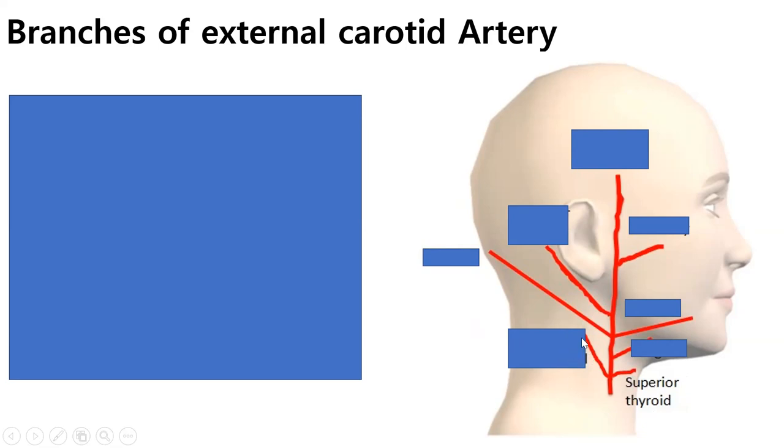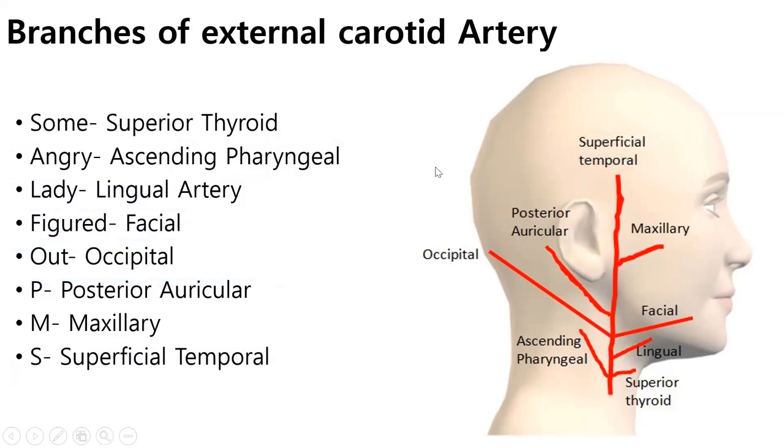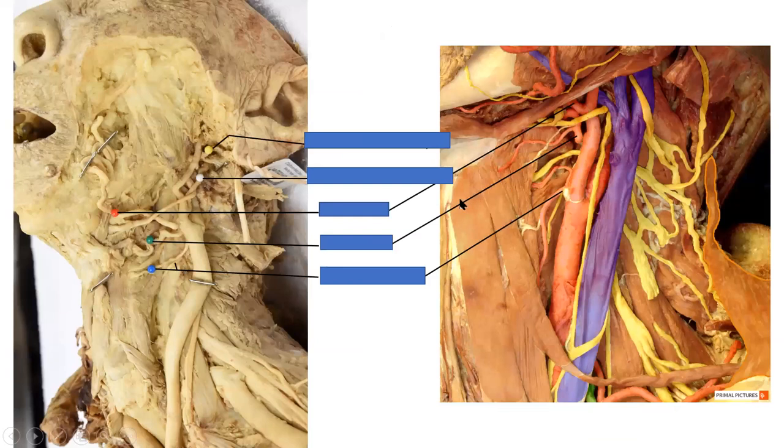All right. So next one. Somebody said that. Ascending pharyngeal. Lingual. Facial. Occipital. Posterior auricular. Yeah, I can't say that word. Axillary. Superficial temporal. So now we're actually going to use that. So what's the first one? Superior thyroid. Oh, just kidding. So we're going to go through them all and then we'll do it. So superior thyroid.